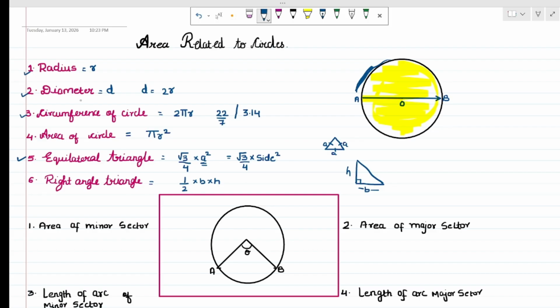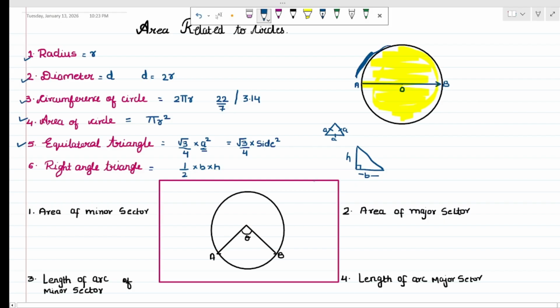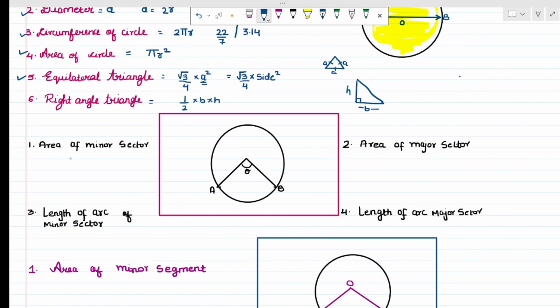So the terms we learnt here are radius, which is r, diameter, which is d, circumference, meaning the boundary of a circle, which is equal to 2 pi r, and area of a circle, that means the portion enclosed, which is pi r square. Equilateral triangle is √3/4 into side square, or a square, and right angle triangle's formula is half into base into height. Now comes the chapter's topic, which is area of a minor sector.